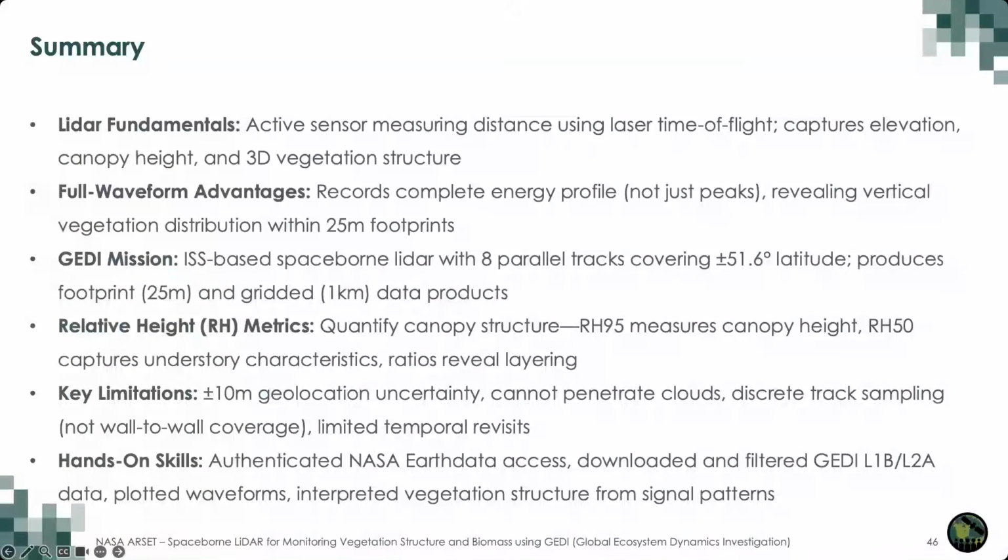Let's review the key concepts from Part 1. First, we covered LiDAR fundamentals. LiDAR is an active sensor that measures distance by timing how long laser pulses take to return. This gives us detailed information about elevation, canopy height, and the three-dimensional structure of vegetation.